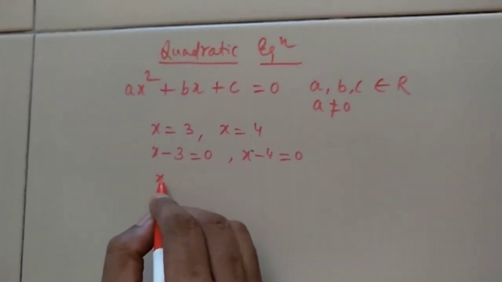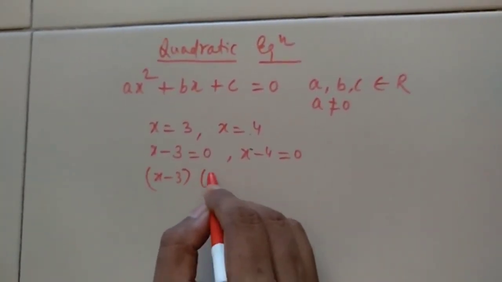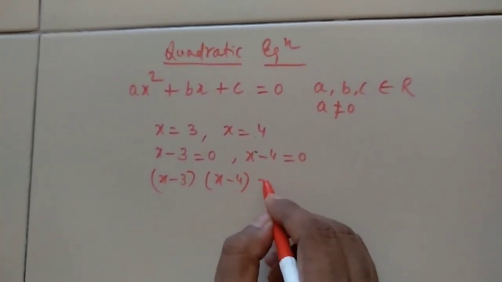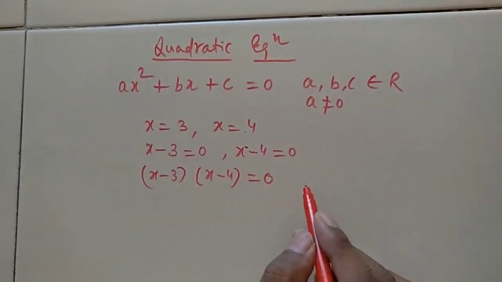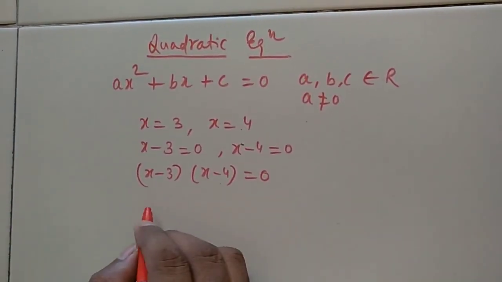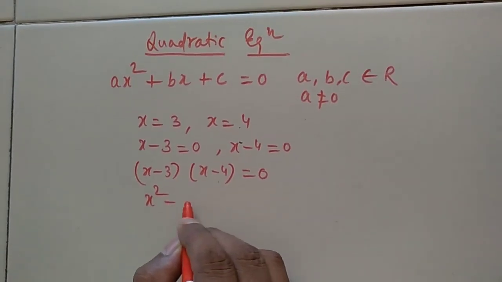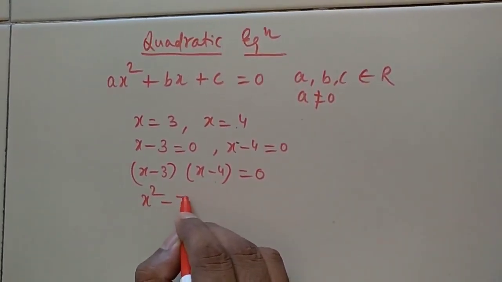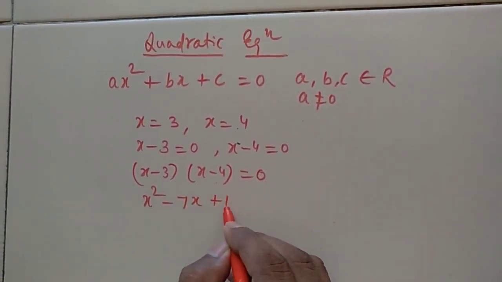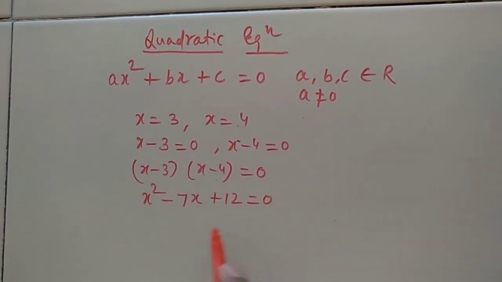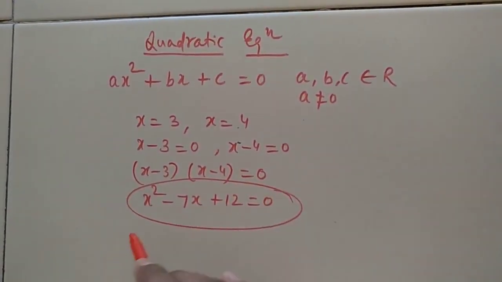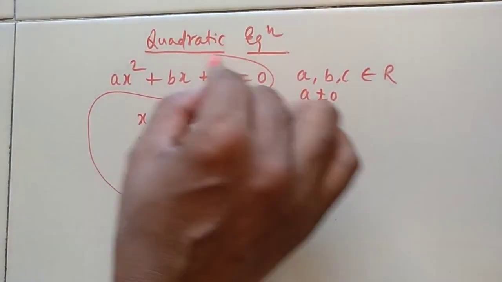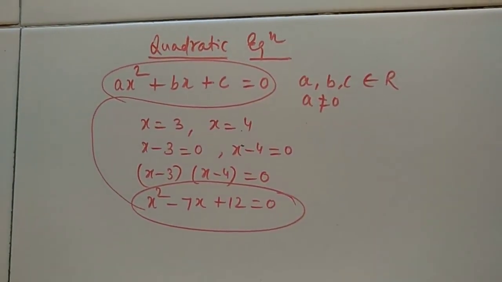So I make them into equations. x minus 3 is 0; this is one linear equation, and x minus 4 is 0; this is another linear equation. Now if I multiply them, what will I get? This is a combined equation of these two linear equations. If I combine them, this becomes x square minus 7x plus 12 equal to 0.